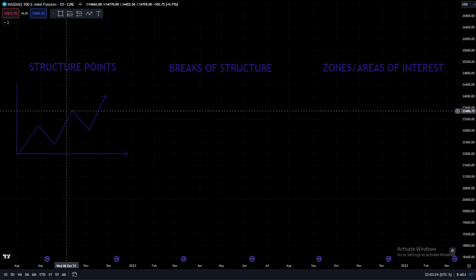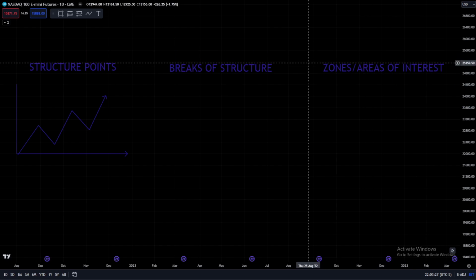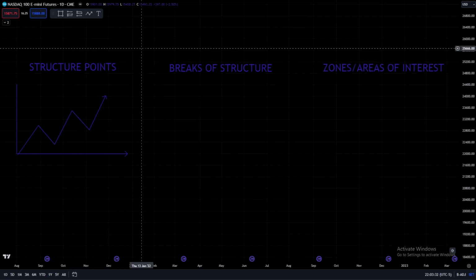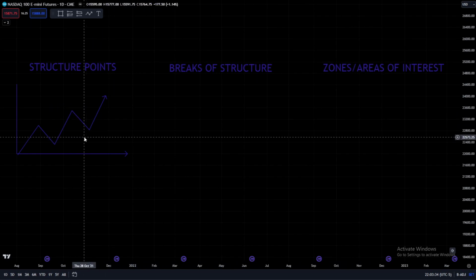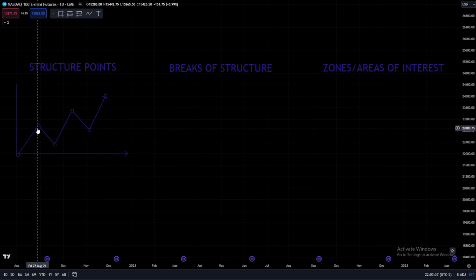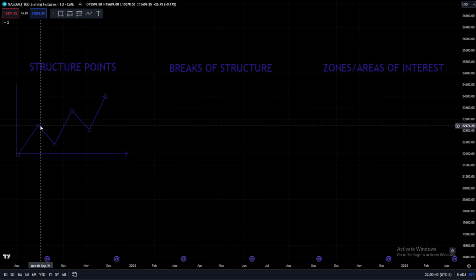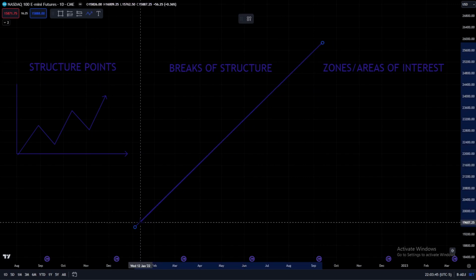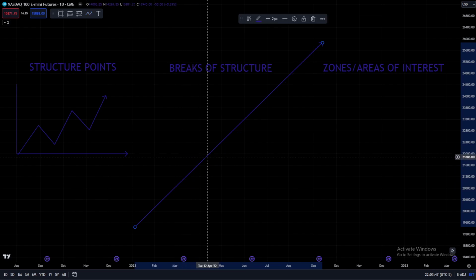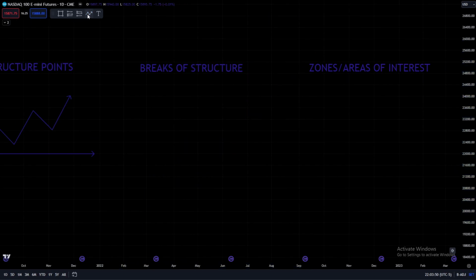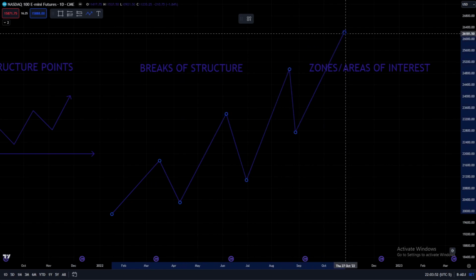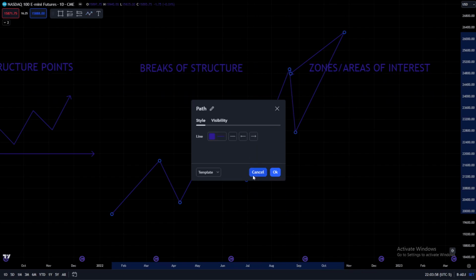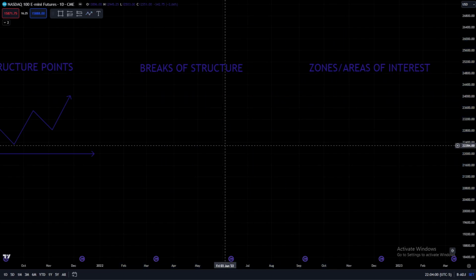All right, and then when I say zones or areas of interest, these zones and areas of interest lie within the structure points. So these are essentially the same thing, but just understand that structure points are just where price creates structure. If price were to just continue to go like this, there's no structure there. It's just going up. But if you were to minimize that and then show it this way, there's structure here. There's structure to go off of. So the pivot points are your structure points.